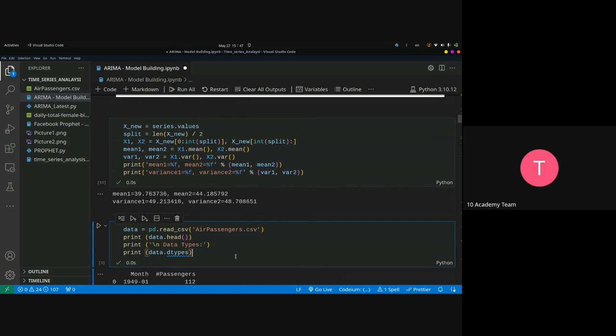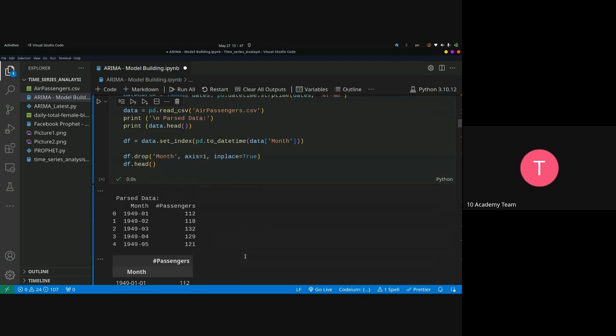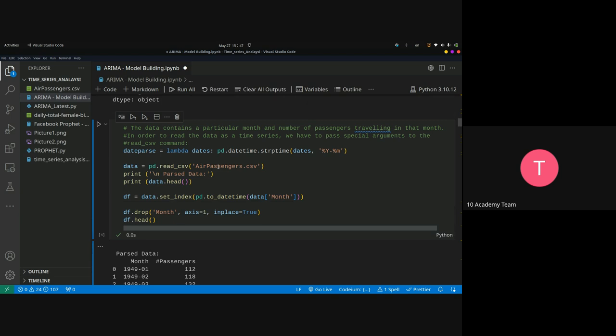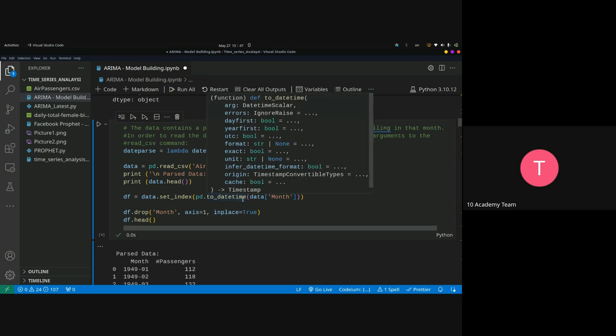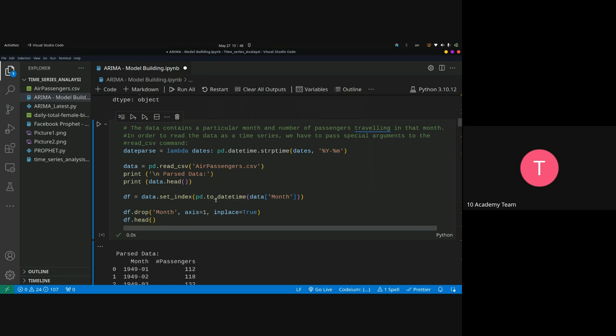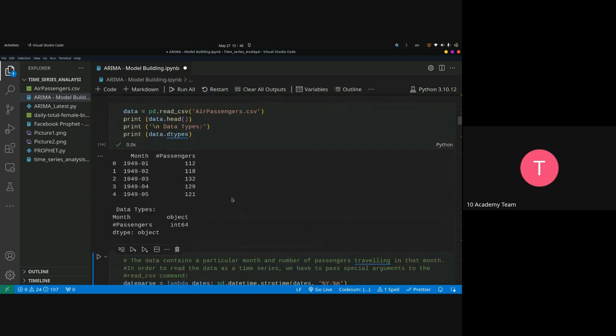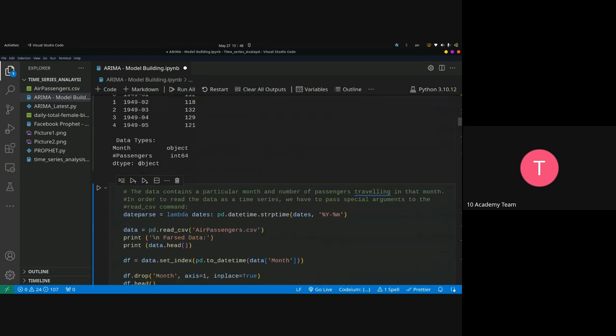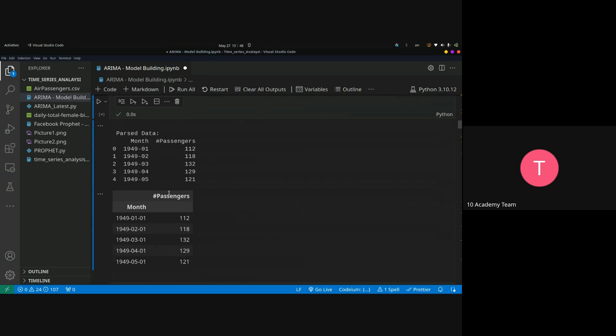The second time series data is the air passengers, the number of passengers per month. Here, the month column is a string, so you have to typecast it into date time and then set the index to be that column. So we convert this into date time and set it as an index, and we have a series where the index is the year and month. The index is not an auto-generated integer, rather it's a date time.